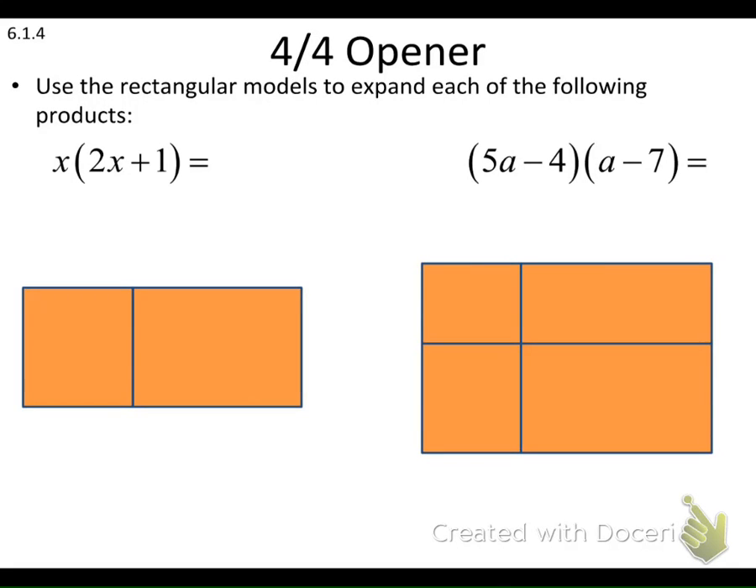Okay, so today's opener is pretty straightforward. It's what we've been doing so far the past couple of days here. It's using the area rectangular models to expand each of the following products. So basically, we're going to use this distributive property to label our area model. Then we're going to solve.